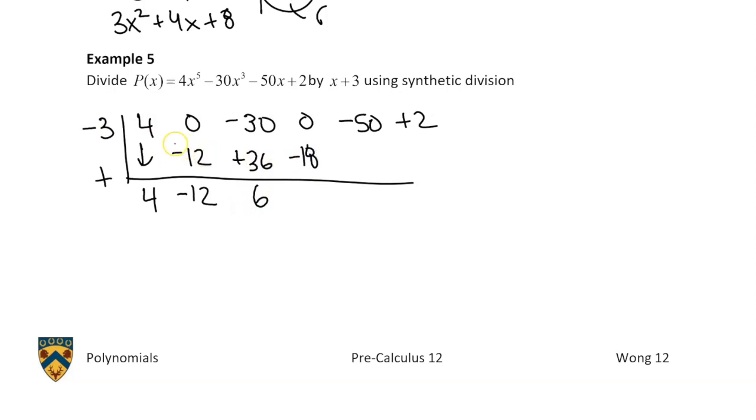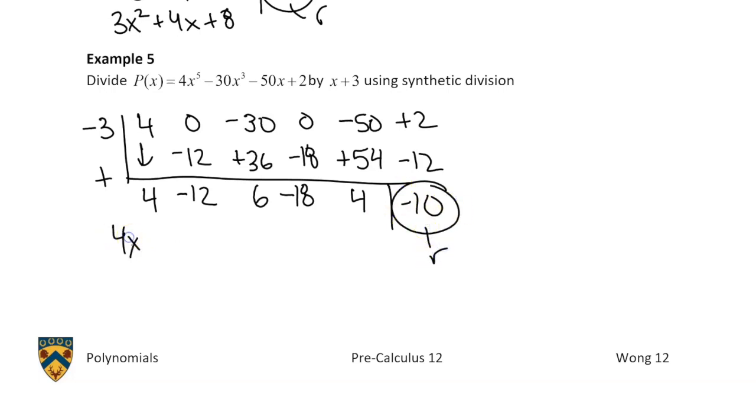Negative 18. Add that, negative 18. Negative 3 times negative 18 is going to be positive 54. Add that, we get 4. Negative 3 times 4 is going to give us negative 12. Add that, and we get negative 10. This is our remainder. And our dividend will be 4x to the 4 minus 12x cubed plus 6x squared minus 18x plus 4.